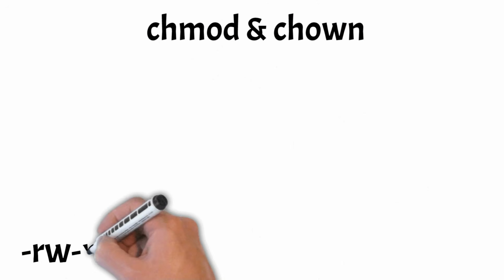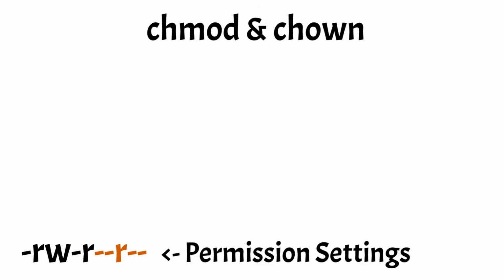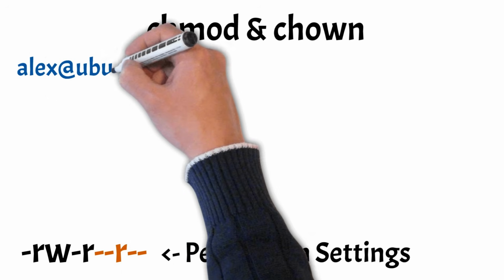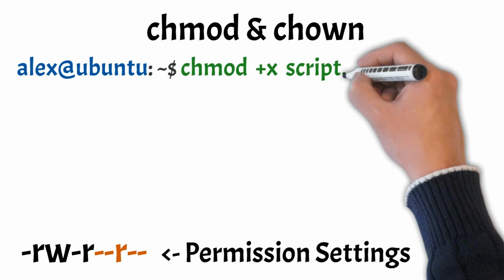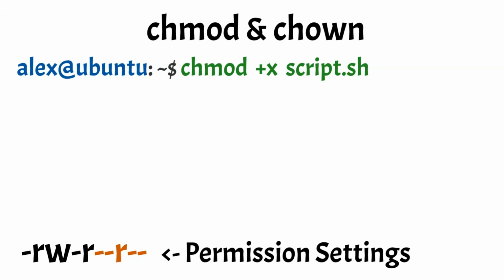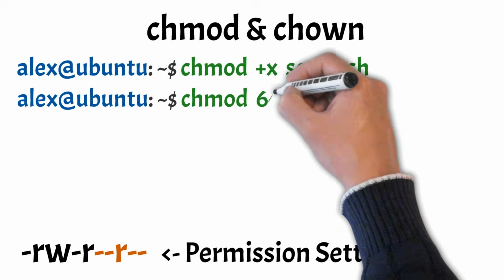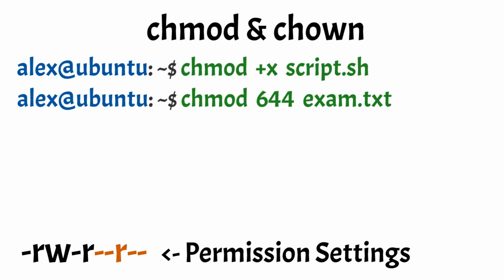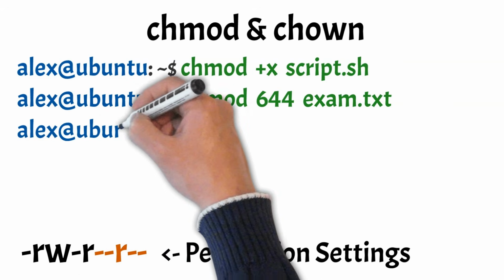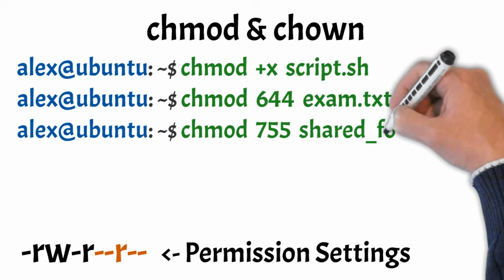Now let's talk about permissions. Earlier, when talking about the ls command, we saw strings like these. These are permission settings, and these letters tell us who can read, write, or execute a file. The chmod command changes permissions. For example, chmod +x script.sh makes a script executable. You can also assign permissions numerically, like chmod 644 exam.txt, which means the owner can read and write, while others can only read. Similarly, you can do the same for folders too.